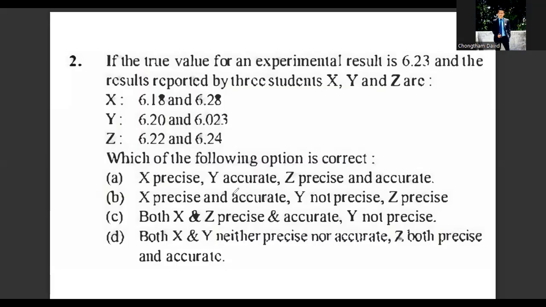So both Y and X are neither precise nor accurate, as the two values in each of them are not very close. With respect to X and Y, the values of Z are close and agree with the true value. Hence, both precise and accurate would be the answer. So option D, both X and Y are neither precise nor accurate, Z both precise and accurate. So D would be the answer to question number 2.